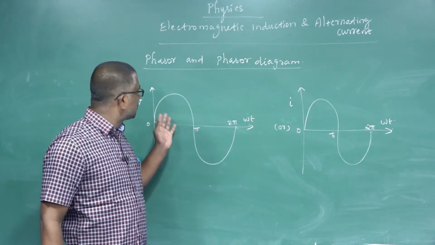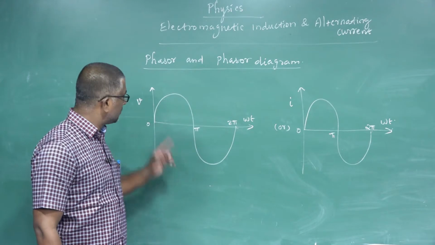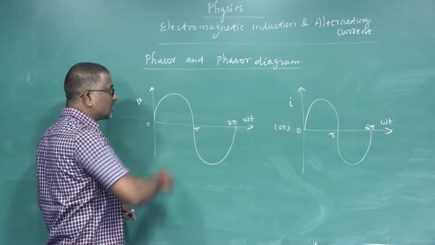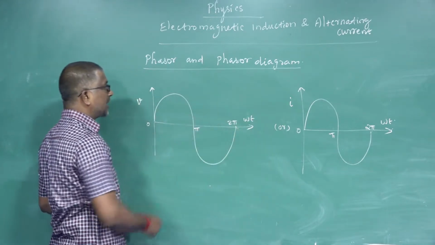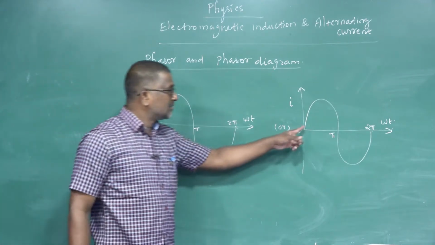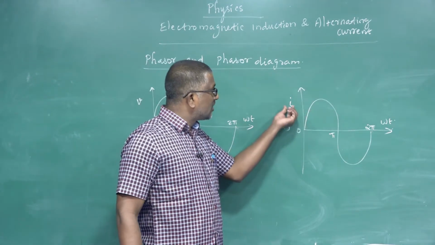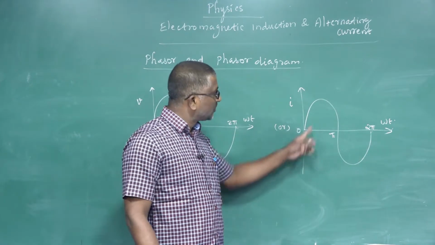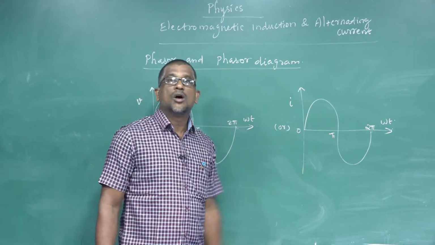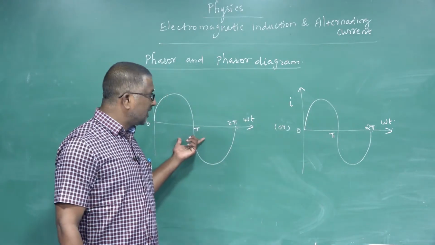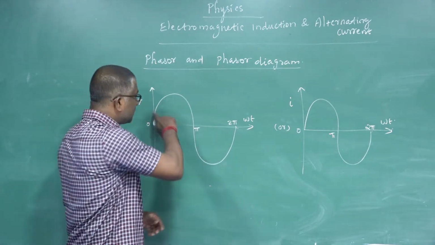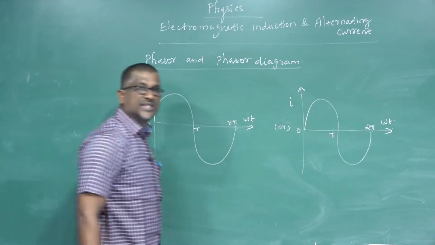So this is alternating voltage and this is alternating current. Why is it called alternating voltage and alternating current? Because the magnitude and the direction of voltage continuously change with time. Similarly, the magnitude and the direction of a current also change with respect to time. So that is why it is called alternating current. This alternating voltage and alternating current is in the form of a sine wave.